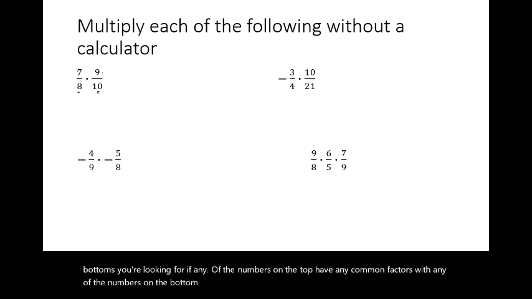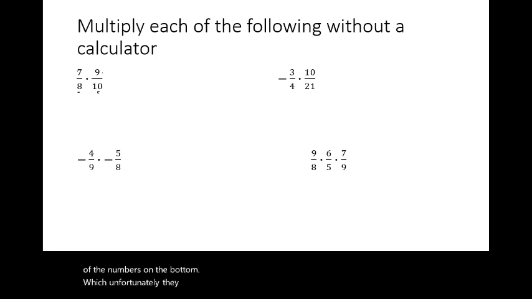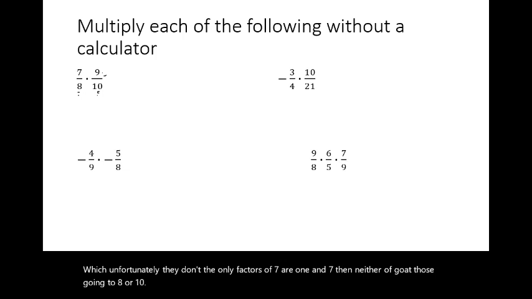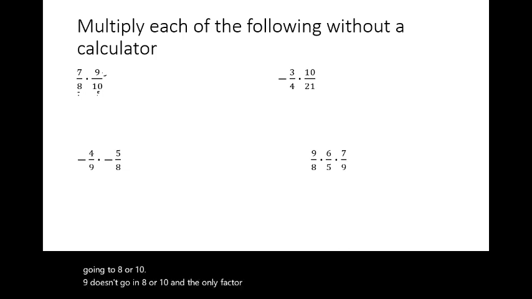which unfortunately they don't. The only factors of 7 are 1 and 7, and neither of those go into 8 or 10. 9 doesn't go into 8 or 10, and the only factor of 9 is 3, which also does not go into 8 or 10. So there is no cross-reducing to do here.